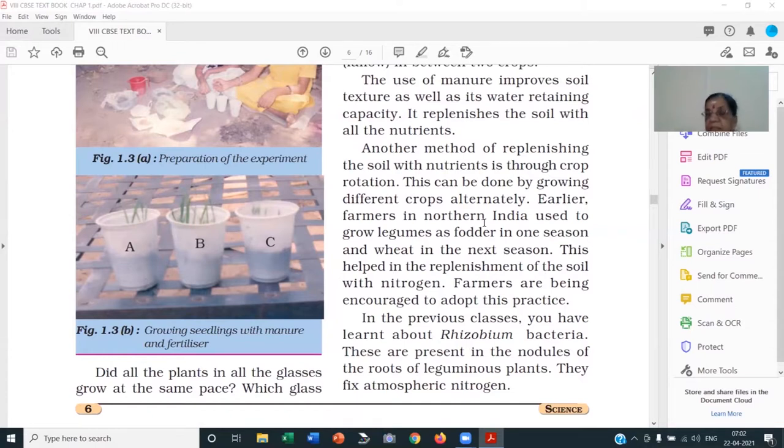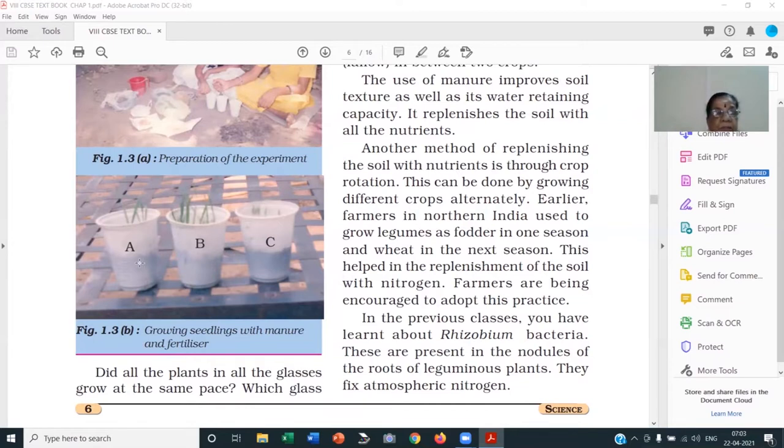Rhizobium gets shelter from the roots of the leguminous plant, which in turn fixes nitrogen for the plant. I hope you remember. And then the use of manure and fertilizer we are talking about.